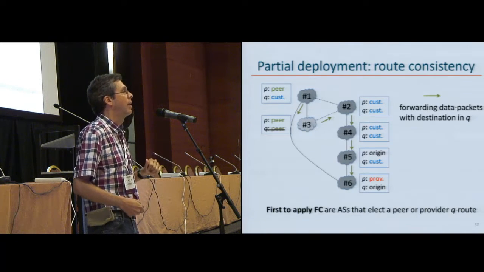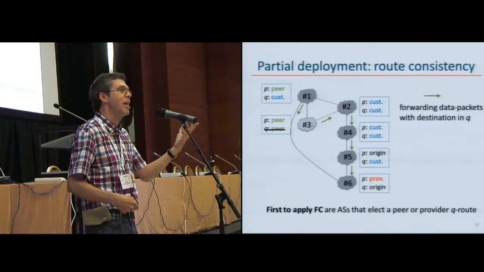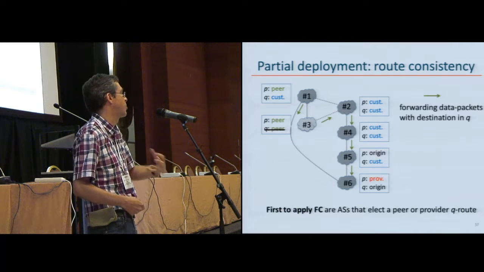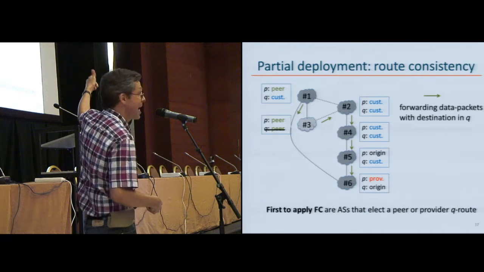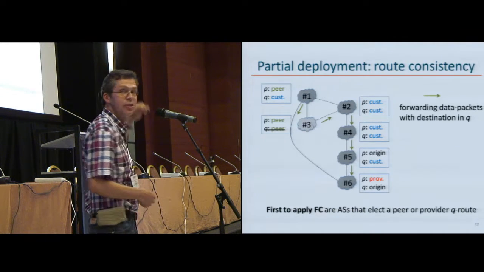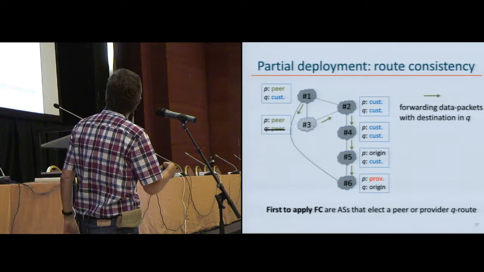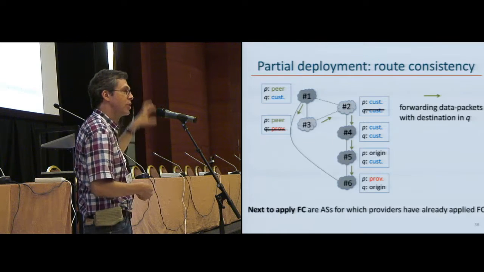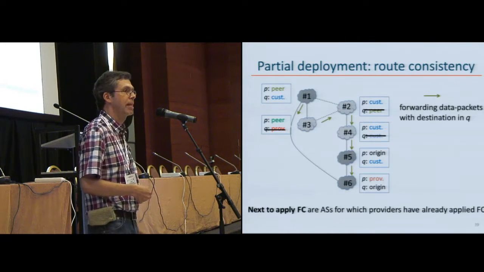Then, ASs that elect a customer route should apply the filtering code top-down in the hierarchy. So an AS should only apply the filtering code after its providers have applied the filtering code. So rather than AS4 and then AS2 applying the filtering code, it should be the other way around. So AS2 is the first, the flow of data packets, so the green arrows remain the same, and then AS4, and the flow of data packets remains the same.